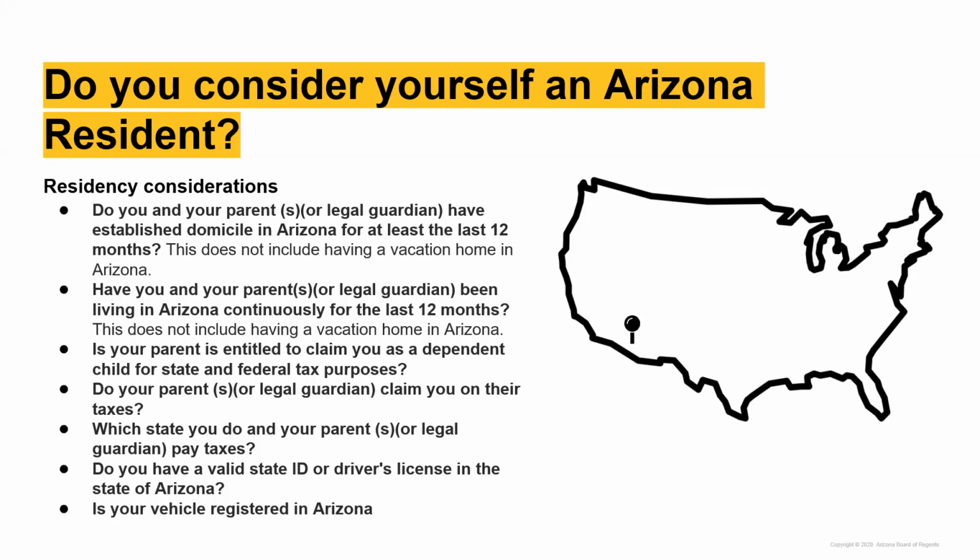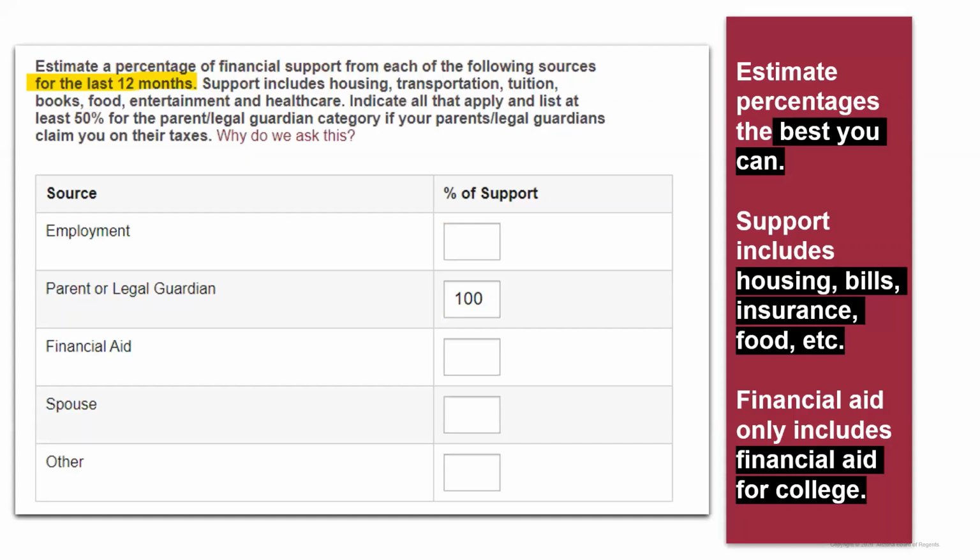These are a few questions that are going to be asked of you on the residency section. Again, if you're confused or have a few questions, please refer to your parent or guardian for guidance. A question that many of our applicants stumble upon will be the financial support question. This question is asking about financial support over the last 12 months. Please keep in mind the boxes in this question have to equal 100. If your parent or legal guardian support you 100%, put in 100 in that box.